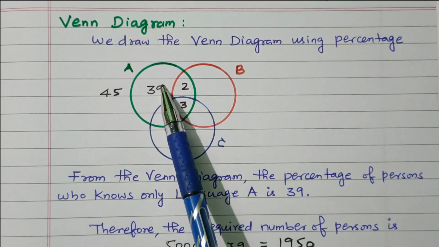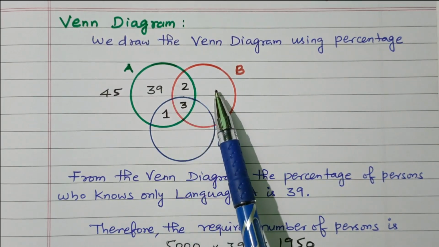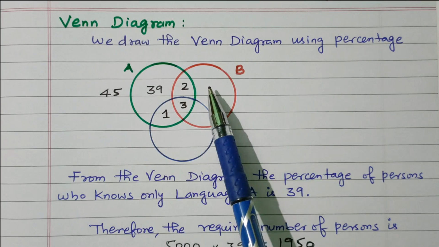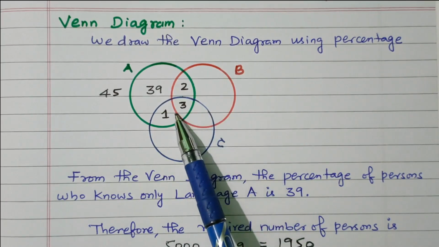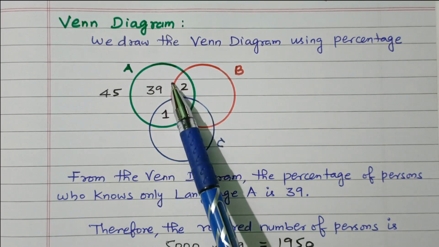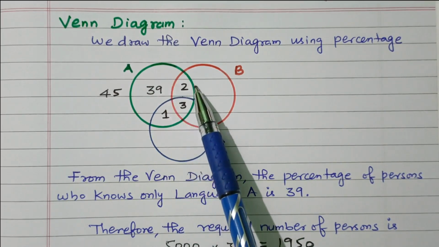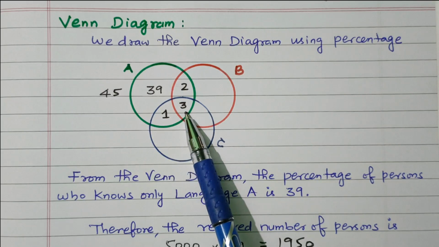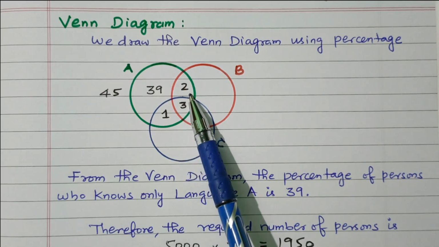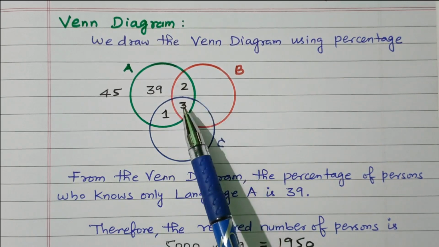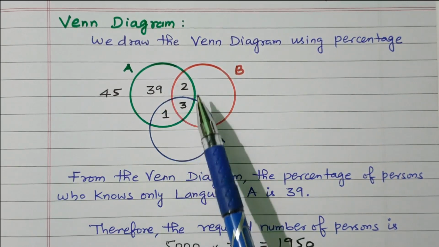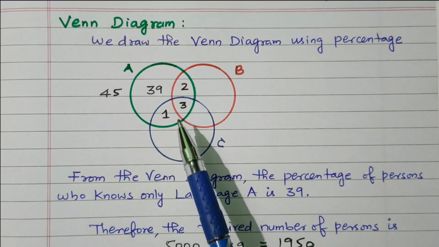Then A intersection B, the percentage of population that knows language A and B is 5%, right? So this area, the common area between A and B, is 5%. In that, 3% is already filled. So 5 minus 3, 2%. This 2% knows only A and B. These 3% know A, B and C. So that is why 3 is given here.